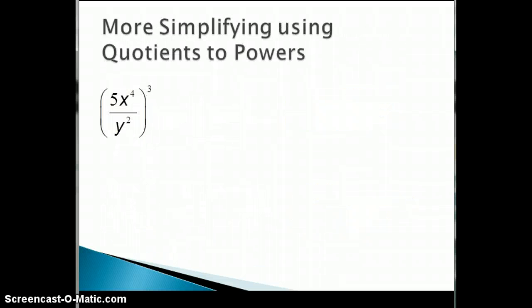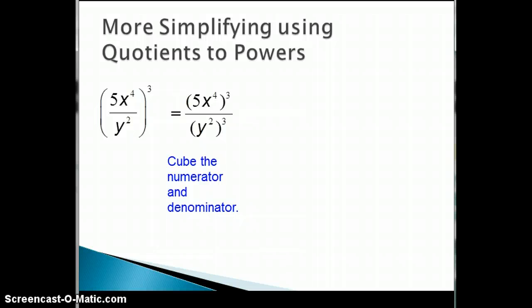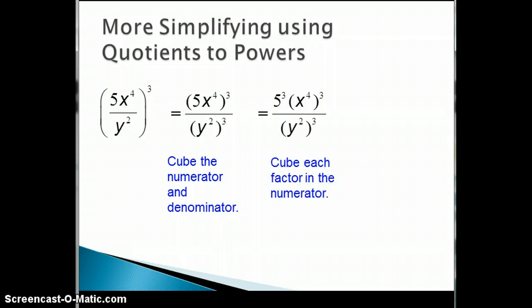Here's one that's a little bit more complicated. We still have a quotient to a power, so we apply that quotient to powers rule, which says since we're cubing a quotient, we need to cube both the numerator and the denominator. And notice in the numerator we have a product that's being cubed, so a product to a power. So that's another rule we have to use that we learned earlier. So the product to a power rule says we need to cube the 5 and cube the x to the 4th.